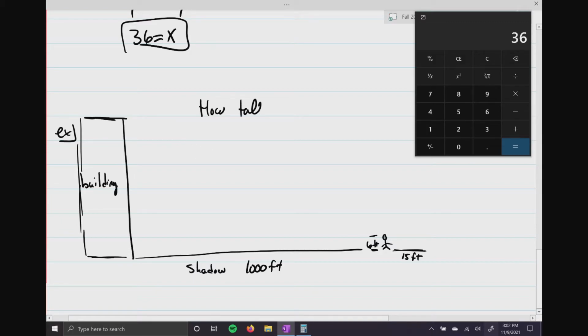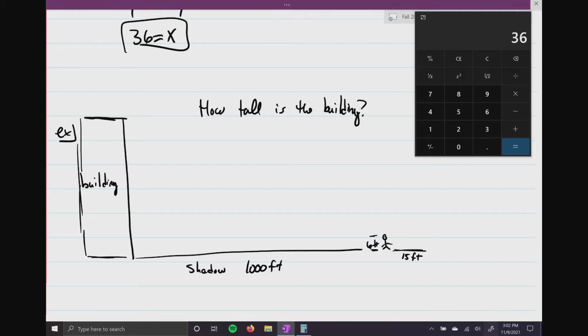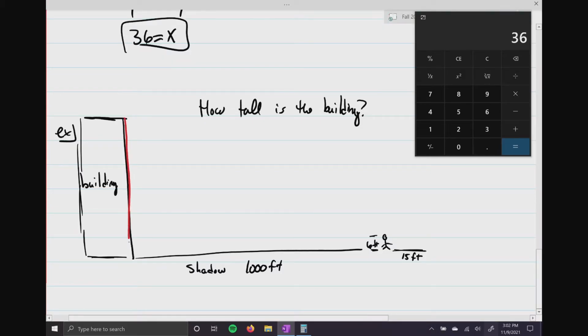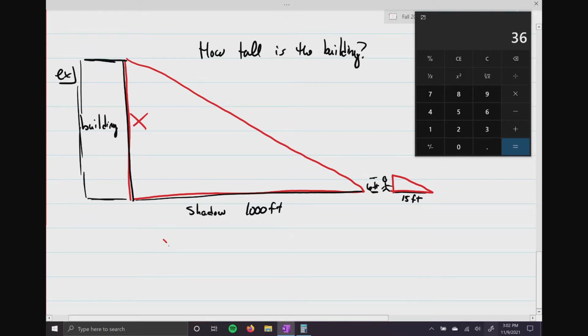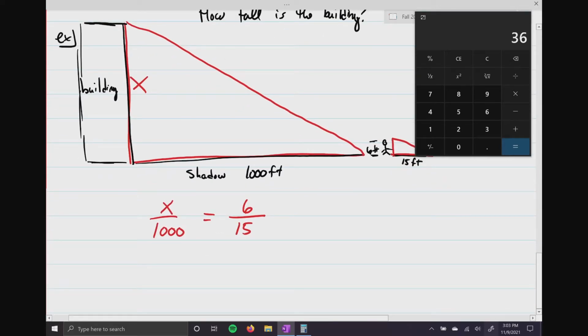The question is, how tall is the building? Okay? Well, it's a proportion problem. What I'm going to do is draw what looks like to me a triangle. So notice here I have 2 triangles, just like the previous problem. I have no idea how tall the building is, but I do know the shadow is 1,000 feet. So I can create proportions. X over 1,000 equals the height of the man, 6, over his shadow, which is 15. So from here, I can go ahead, cross multiply, and figure everything out.